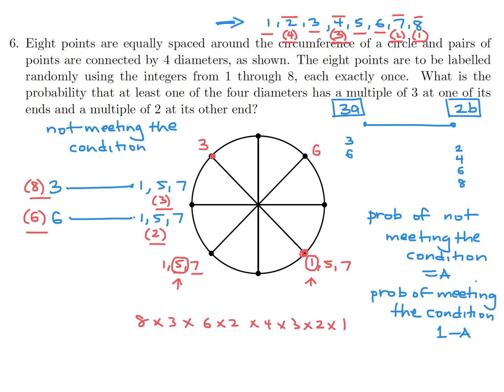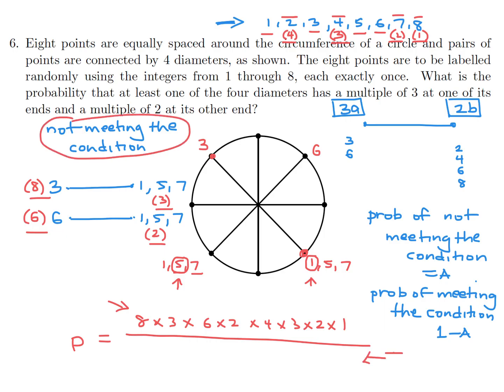Okay, so that's the probability. Well, actually, that's not the probability. That's the number of possibilities. So what we have to do to get a probability is put it over the total. This is the number of possibilities that do not meet our condition. The total goes in the denominator, and the total is just 8 times 7 times 6 times 5 times 4 times 3 times 2 times 1.